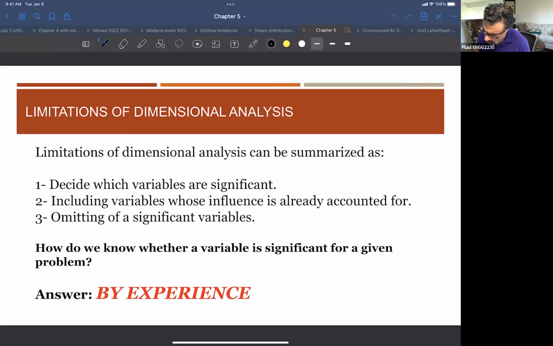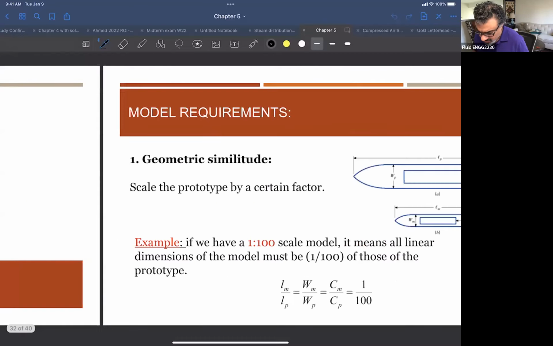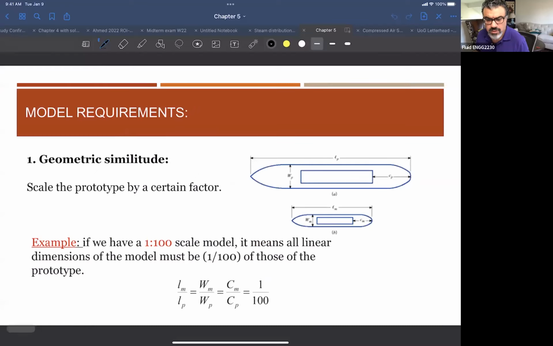Okay. All this was an introduction to what we call similarity and modeling. Okay. So today we're going to talk about modeling and similarity. So when we are talking about similarity, we are considering, for example, something called a model and a prototype, or a general full-scale prototype.